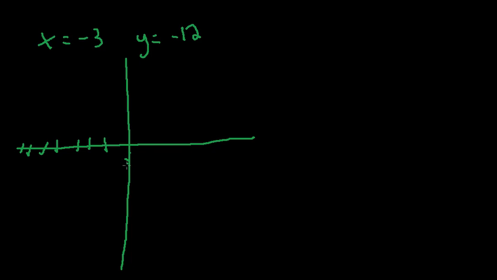1, 2, 3, 4, 5, 6, 7, 8, 9, 10, 11, 12. I'm going to put a dot on negative 12, because that's my y-intercept, which has the ordered pair of 0, negative 12. I'm going to put a dot on negative 3 for x, which has the ordered pair of negative 3, 0.